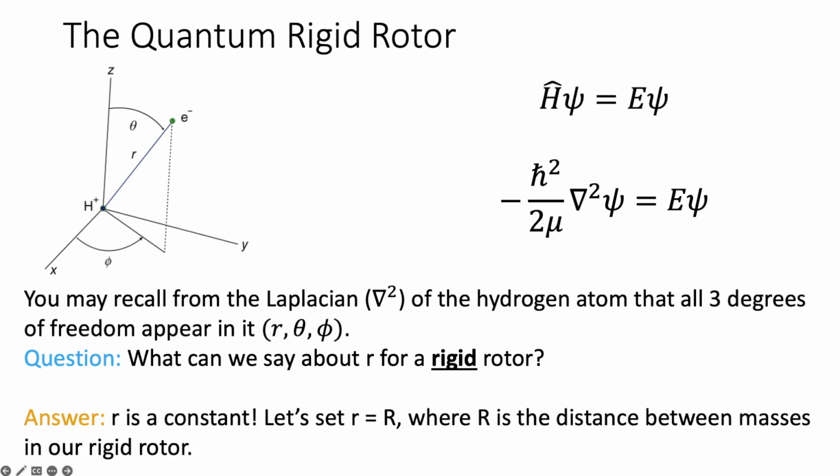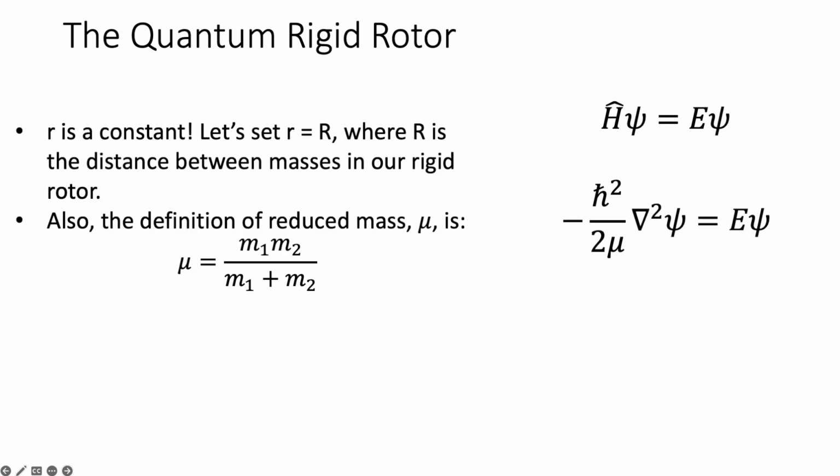Well, little r is actually a constant, right? We said it's rigid. If that's rigid, then the distance between those 2 masses will not change. So little r is actually not a variable, it's a constant. So instead of little r, we can plug big R in, which will just say that is the distance between the masses that our system is fixed at, and we can plug that in. So that's going to be what we do on this next slide.